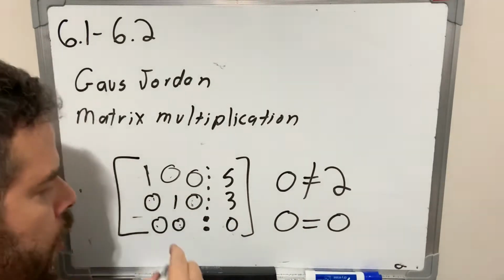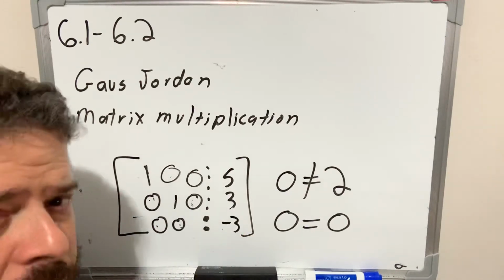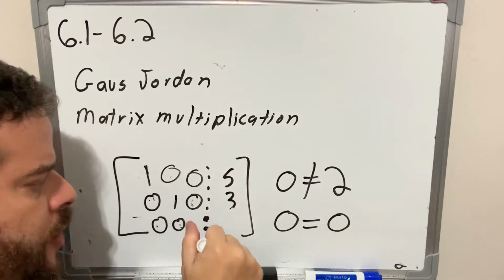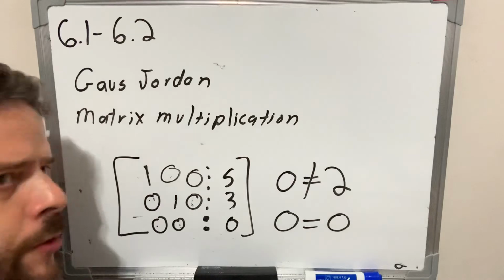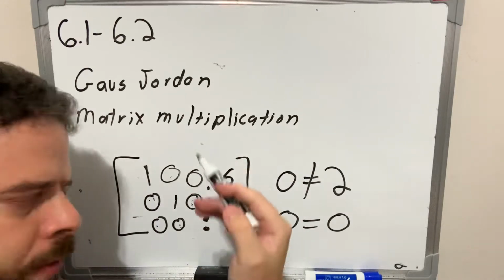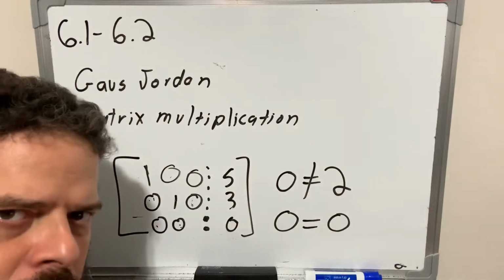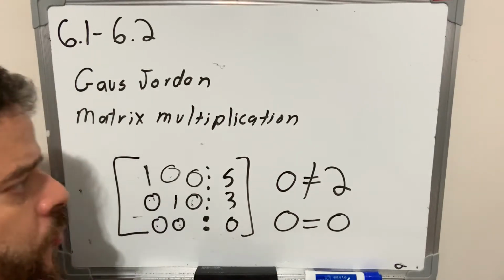Done. So 0 equals a non-zero value: no solution. 0 equals 0. It could be any row, by the way, not just the last one, but usually it happens in the last row because you work from top to bottom. 0 equals 0: infinitely many solutions, and you stop working. There's nothing else to look for. Okay, so I hope that's pretty clear.